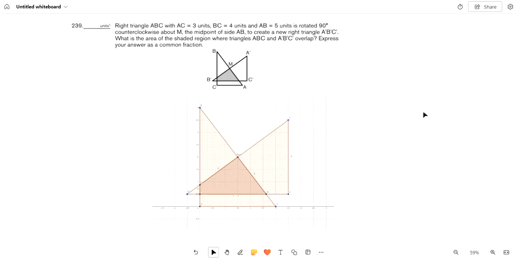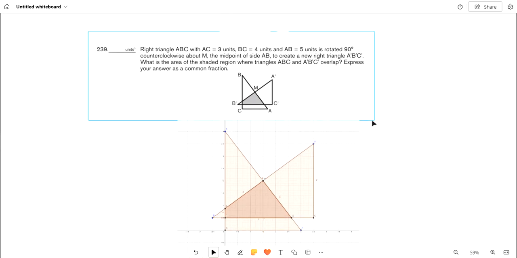So this is week 57 quiz, and number 9 says, right triangle ABC with AC equals 3 units, BC equals 4 units, and AB equals 5 units is rotated 90 degrees counterclockwise about M, the midpoint of side AB, to create a new right triangle A prime, B prime, C prime. What is the area of the shaded region where triangles ABC and A prime B prime C prime overlap? Express your answer as a common fraction.